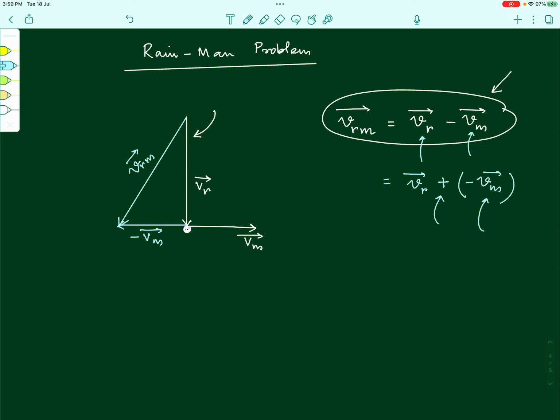So if according to the man the rain is falling down in this direction, he shouldn't be holding the umbrella vertically, isn't it? He should be holding the umbrella like this, in the direction in which the rain is falling with respect to him, right?